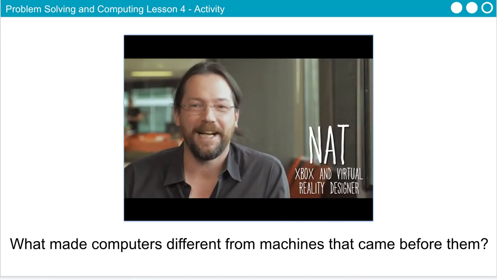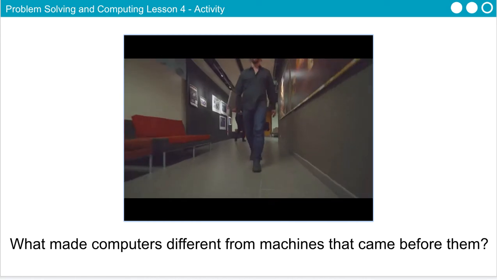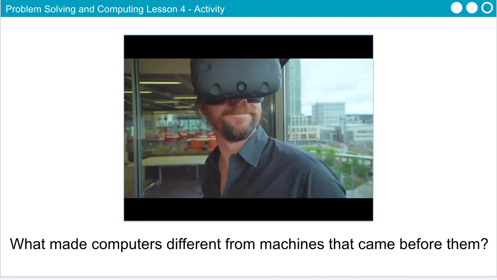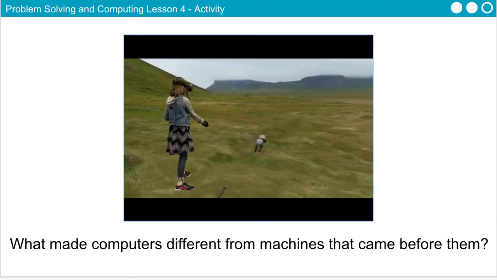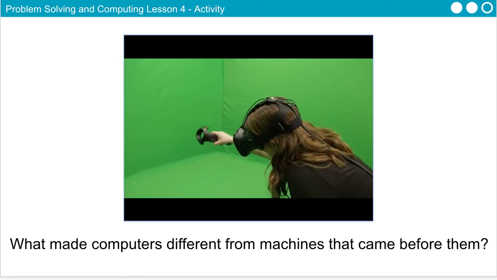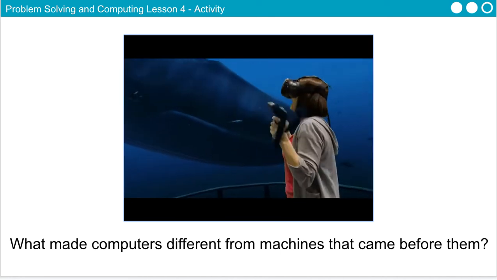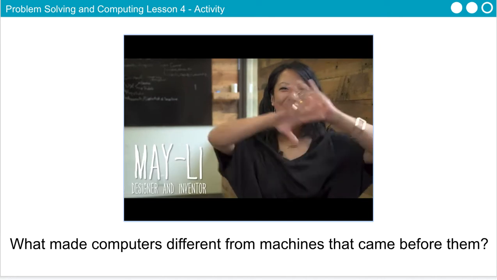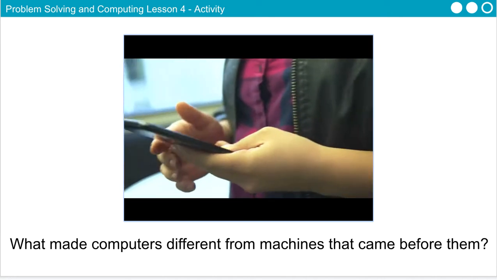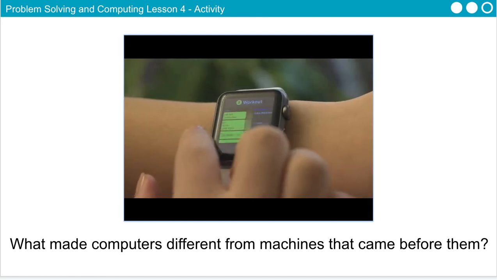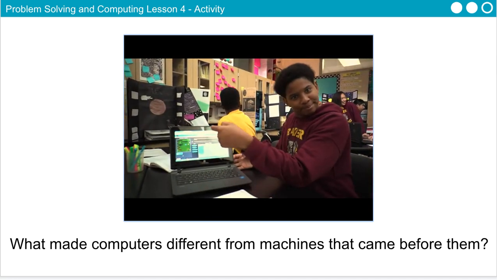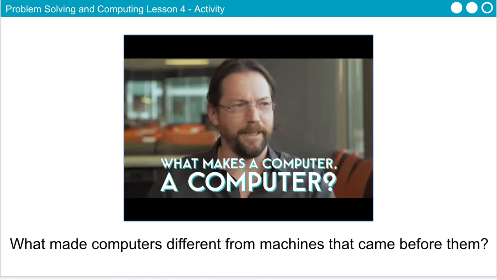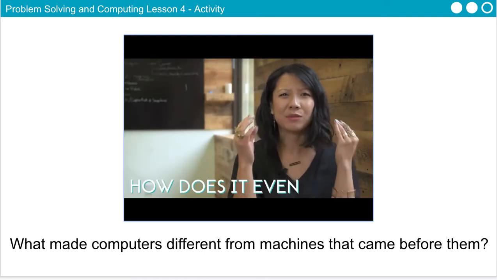Hi, I'm Nat. I was one of the original designers of the Xbox. I've been working with computers since I was maybe 7 years old, and now I work on virtual reality. Computers are everywhere. They're in people's pockets, they're in people's cars, we'll have them on their wrists, they might be in your backpack right now. But what makes a computer a computer? What does make a computer anyway? And how does it even work?